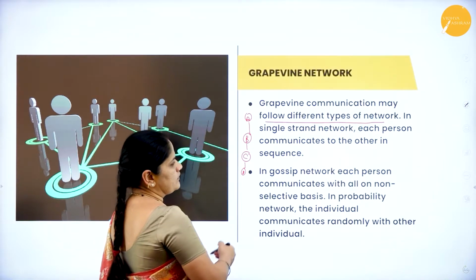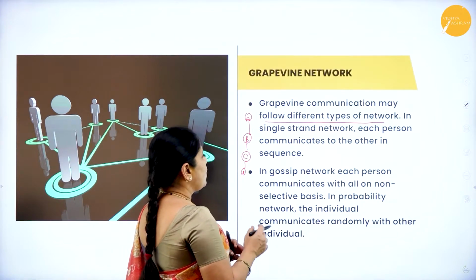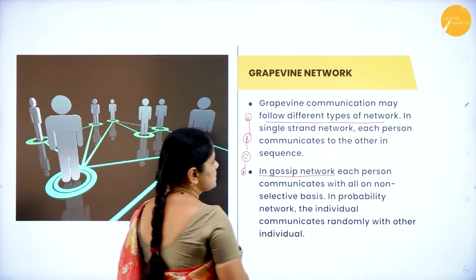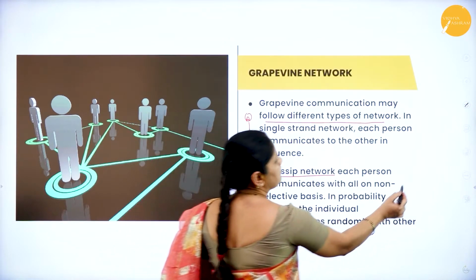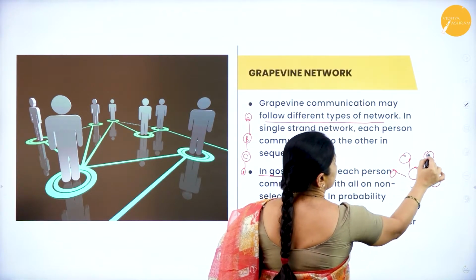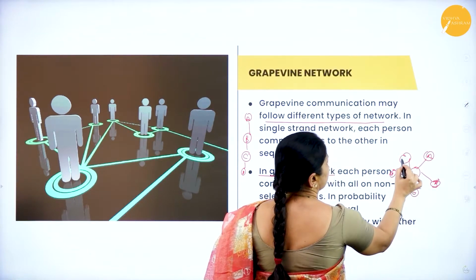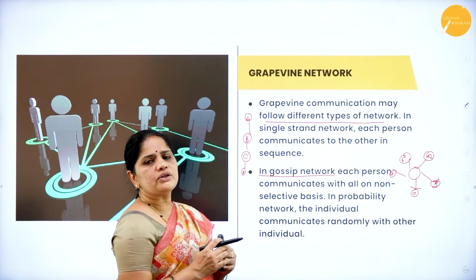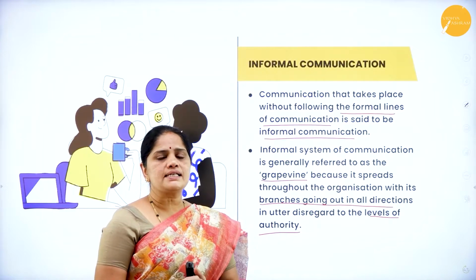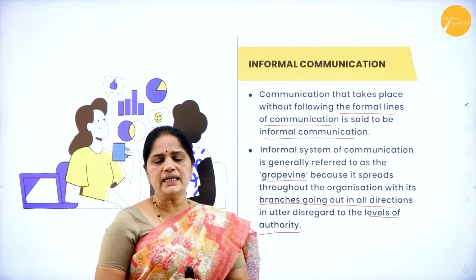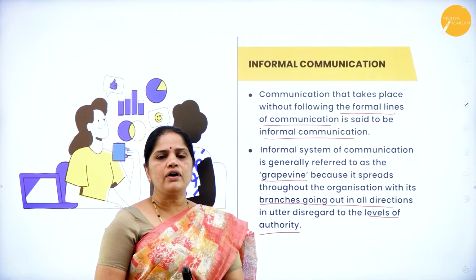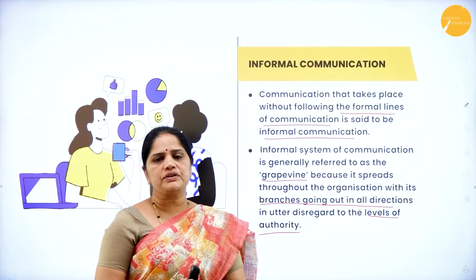Now, in the gossip network, each person communicates with all on a non-selective basis. Let us look into the gossip network. In this network, there will be one person who is spreading the gossip and he may tell it to everybody, A, B, C, D and E. He is just spreading the news or rumors to everybody whom he meets. The informal system of communication is considered as the grapevine because it flows without any control. Just as the grapevine creeper grows and grows, the same way this informal channel of communication will be growing.